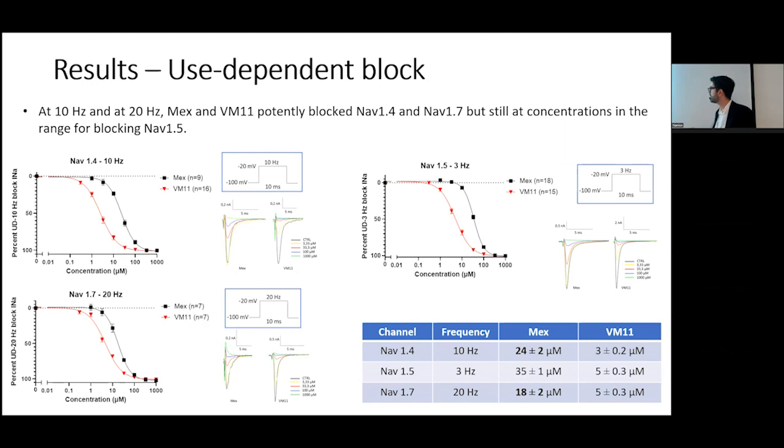Lastly, we also assessed use-dependent block, and in particular, we see that at 10 and 20 Hz, mexiletine and WM11 potently blocked NaV1.4 and NaV1.7 respectively, and we see also that WM11 produces a similar block for all channels.